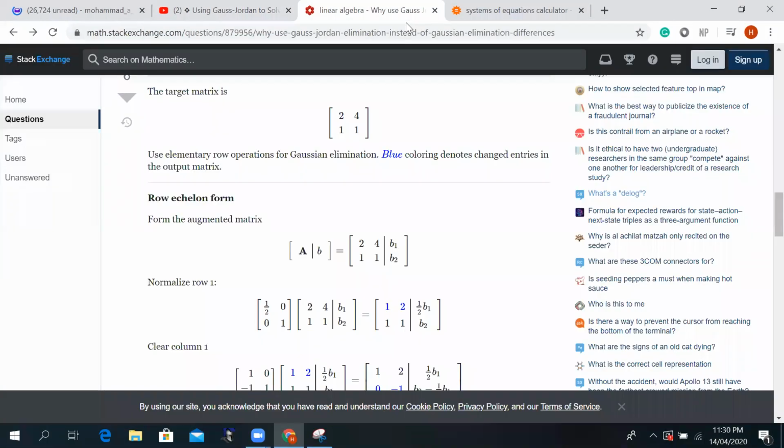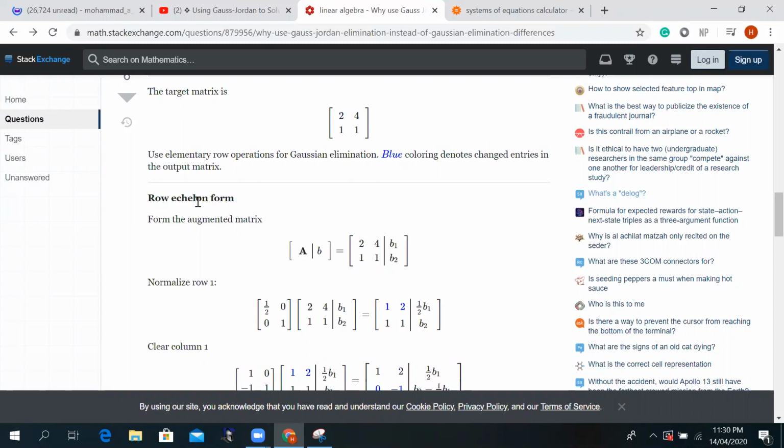So now if we look into these both, row echelon form and reduced echelon form, let's say I wanted to go a little bit deeper into it, so I want your attention here. Let's say our target matrix, our coefficient matrix, is 2, 4, 1, 1. This is our coefficient matrix.